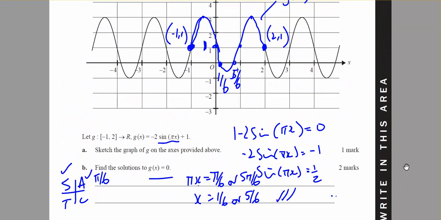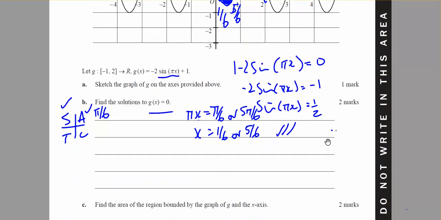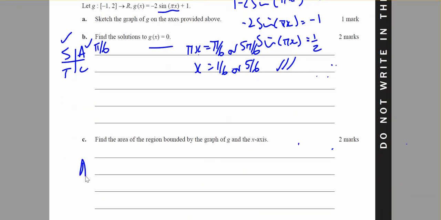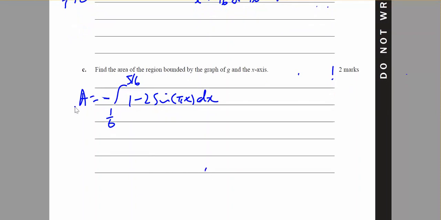Bound by the graph of g and the x-axis is only this bit, because this bit here is bound by g, f and the x-axis, and it's only by g and the x-axis. So the area is going to equal a negative area, so the area equals negative 1/6 to 5/6 of 1 minus 2 sine of pi x dx. So I've got my one method marked by writing the area, making sure that my area was a positive answer by putting a negative there.